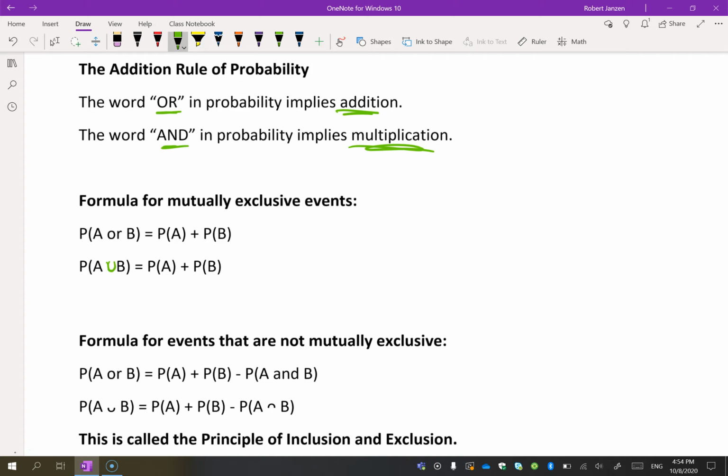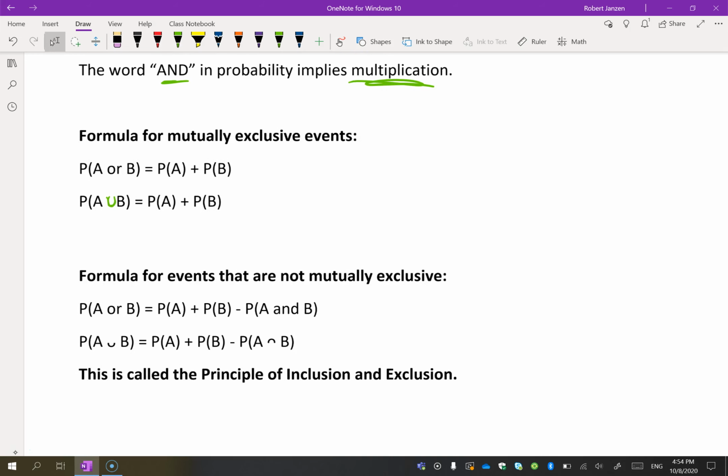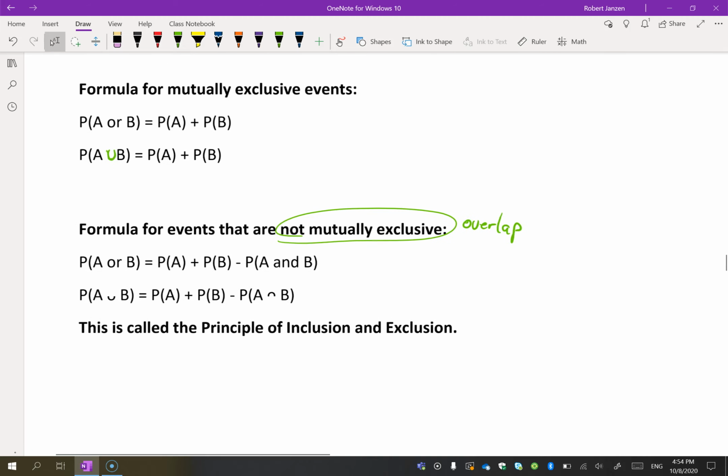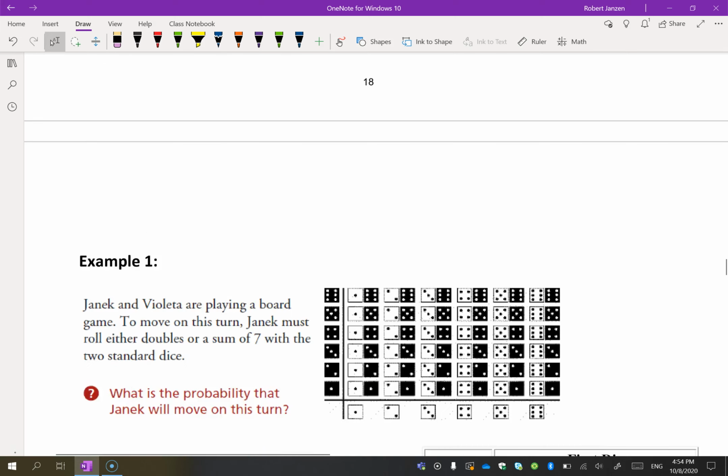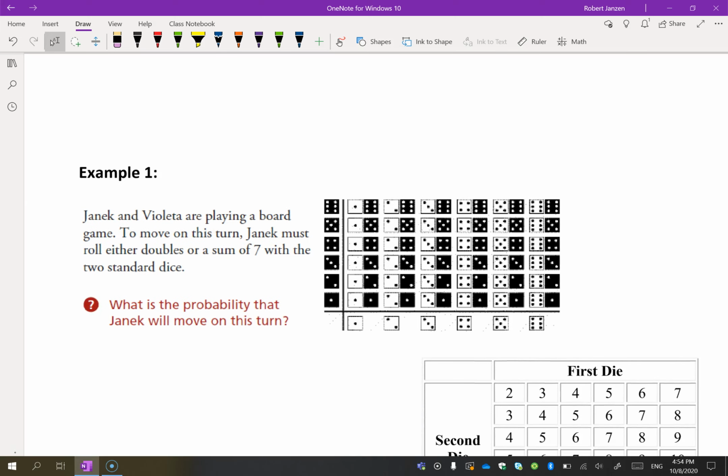Okay? And the formula for when they're not mutually exclusive. So when I see this, I think of overlap. There's something that they have in common. Okay? So the formula just changes a little bit. You might want to put that on your formula sheet, but sometimes you don't need the formula. You can do this without the formula. Okay, so let's take a look at a couple of examples here.